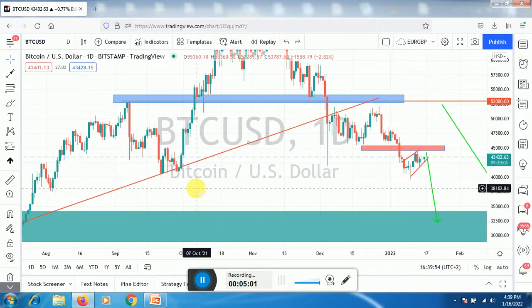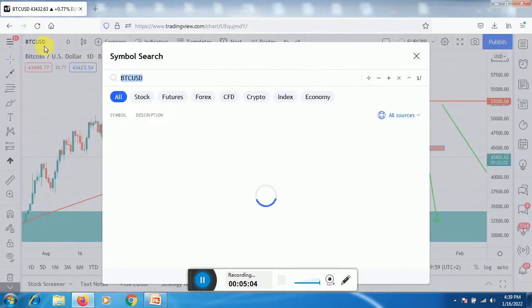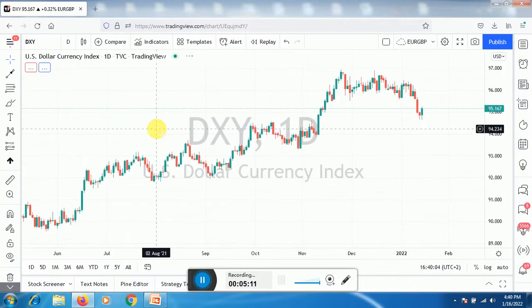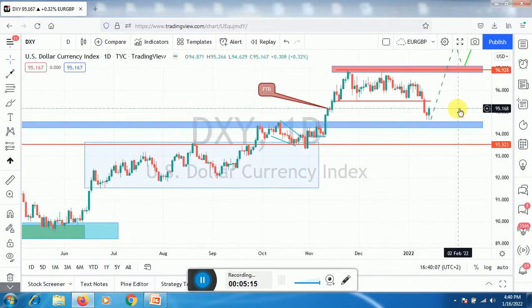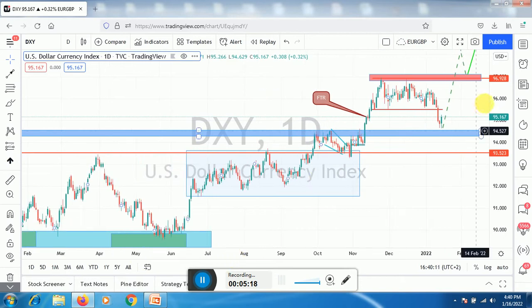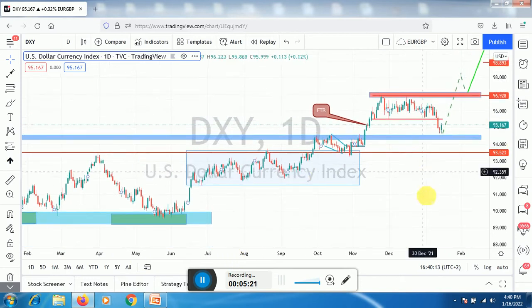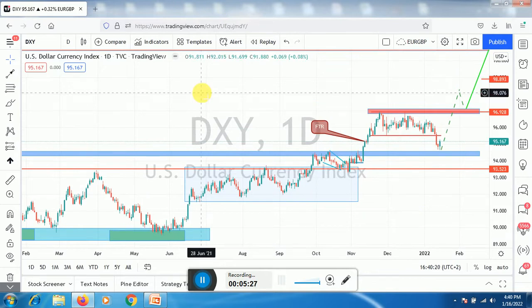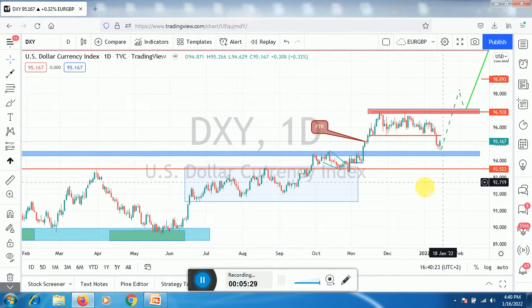So, dollar index, DXY. We already saw some inflation numbers that were coming out from the US front the previous week. Inflation in the US went up to 7%, the highest it has been in 40 years. It has never been at 7% in 40 years.